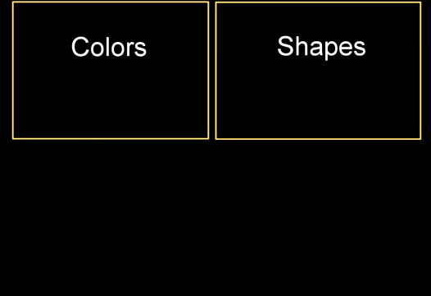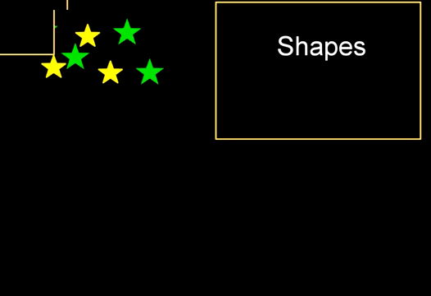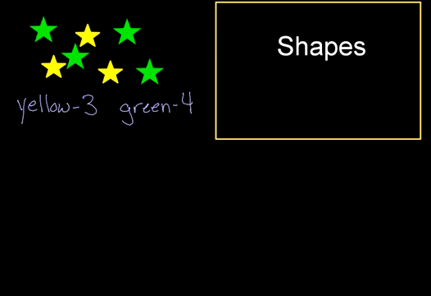The first example we have says colors. So let's see what we have. I see yellow stars and green stars. So let's first write our categories. Okay, yellow stars. There are 3 of them. And I see 4 green stars. And it is important to always do your categories first. It will make it easier when you have to actually do the ratio problem.